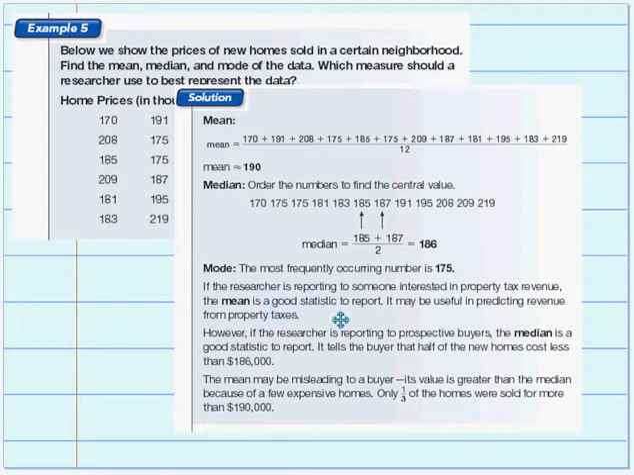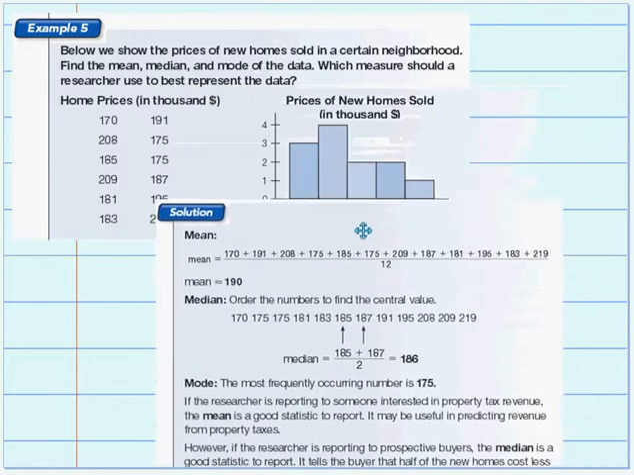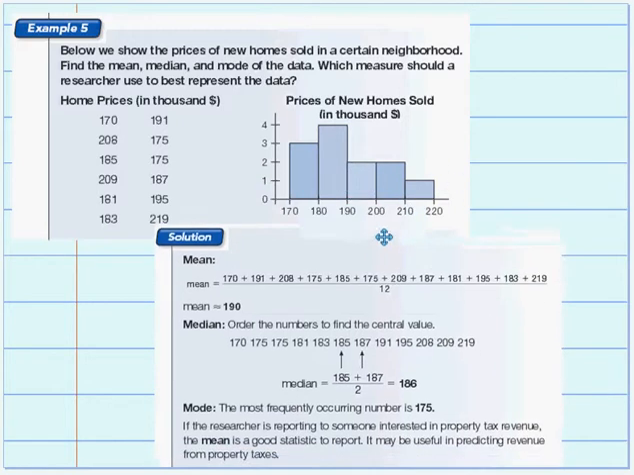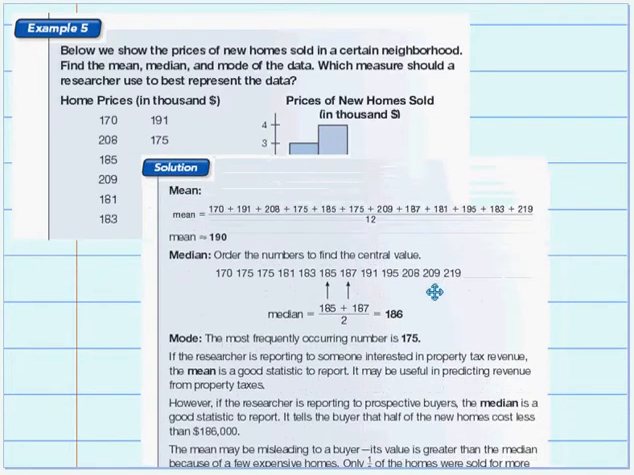So if you have somebody interested in property tax revenue, the mean would be a good statistic to report. So you can tell people that $190,000 is the average or the mean. And if you look back at this chart, you can see that half of them are on the lower end and half are on the higher end. If you're talking property values or property tax revenue, the average is going to be good because you're going to get half of it from the lower end and half from the higher end.